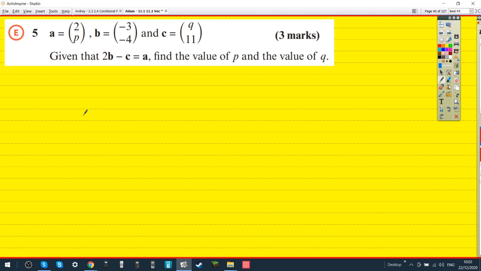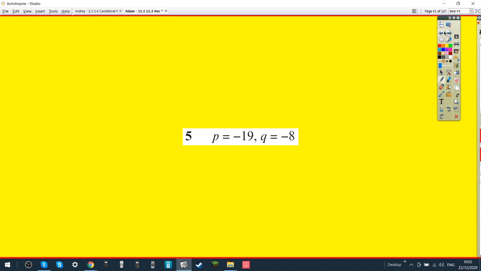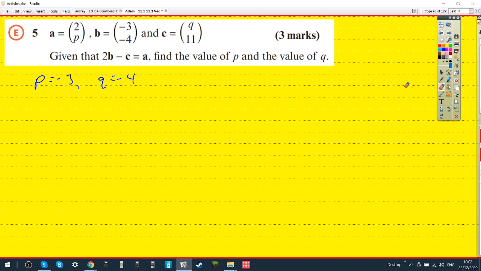So I think P is -3 and Q is -4. That's not right. So what was your working out? I did 2B, and then I got 6. Should be -6. Oh, that's why then. So -6 and -8.